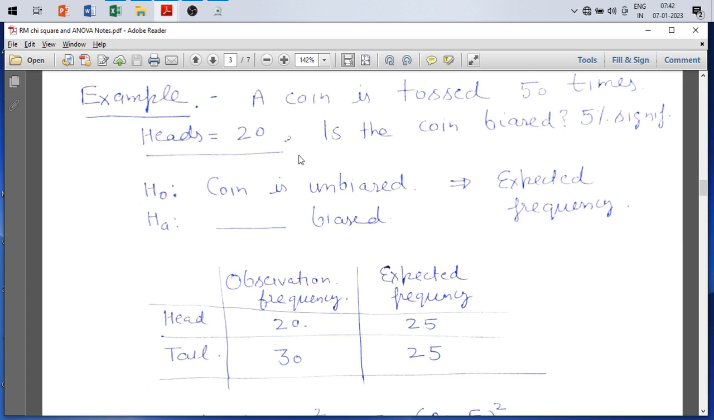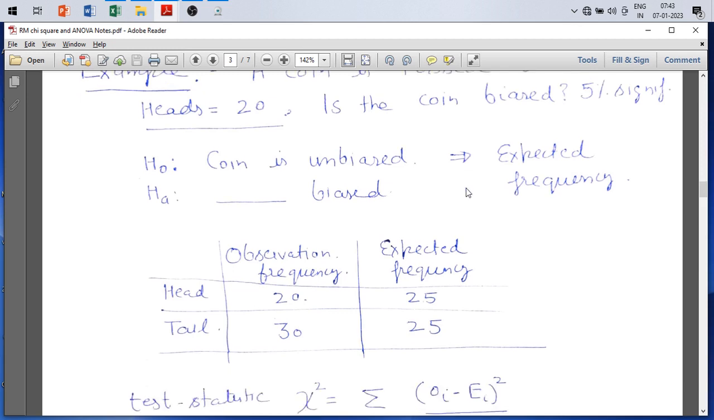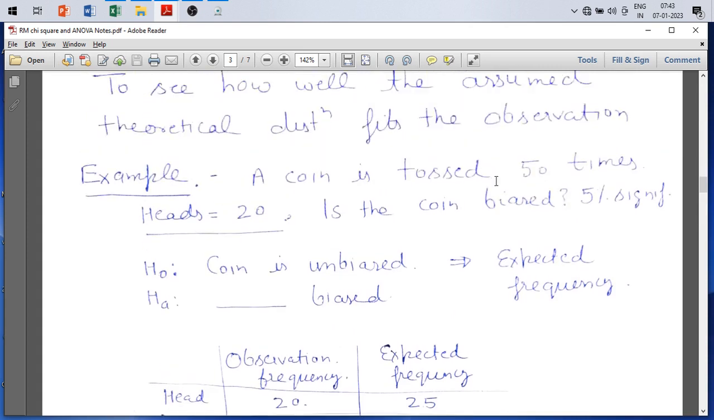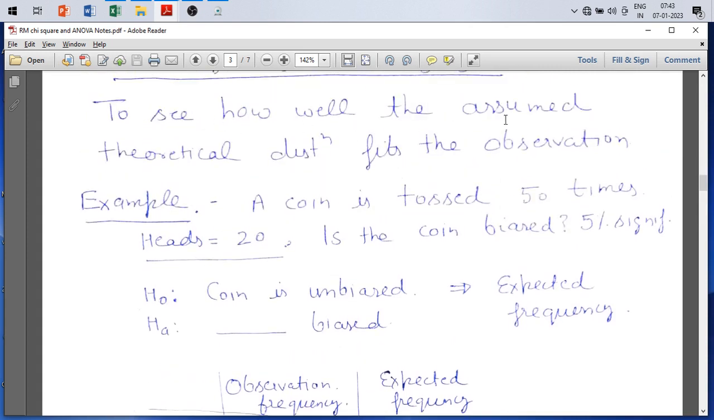When we say the coin is unbiased, this gives us a theoretical distribution, which we can call the expected frequencies. What that means is if the coin is unbiased and we are tossing the coin 50 times, then we are going to get 25 heads and 25 tails. So that is what is meant by the expected frequency. So we are seeing how well the assumed theoretical distribution fits the observation.